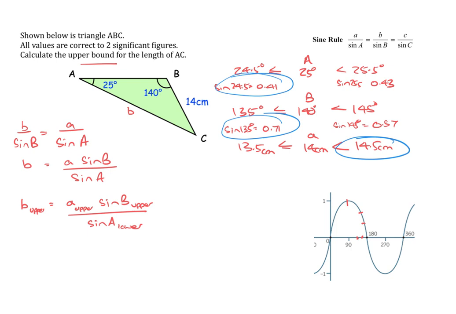So for my upper bound for b, I want a upper, which is 14.5, multiplied by sine B upper, which is sine of 135. I'm going to go for that because that'll give me the most precise answer I can get. And I want to divide it by sine A lower, so that's sine of 24.5.